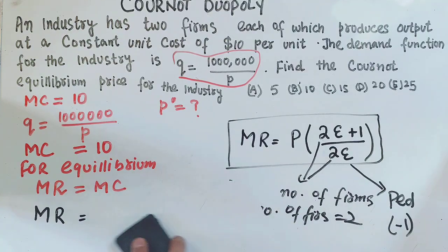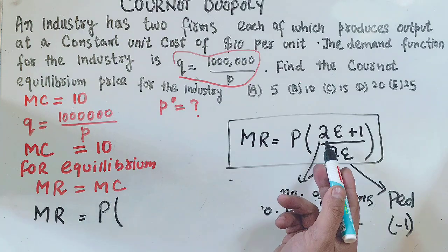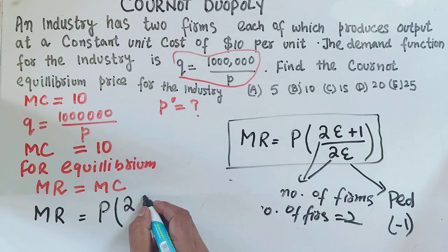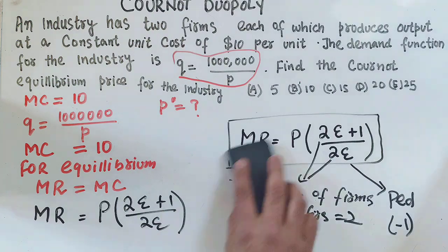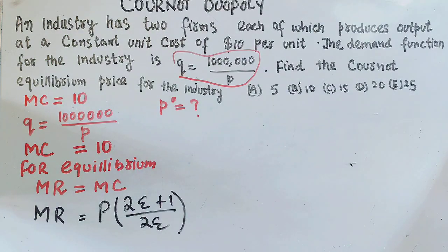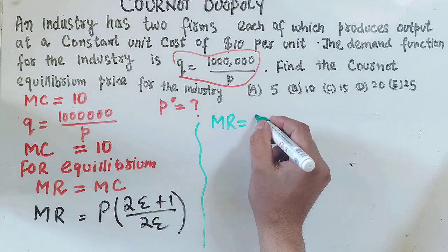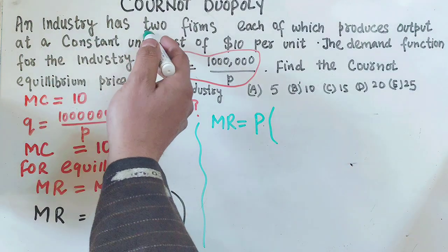Having said that, our marginal revenue in this case will be equal to price times 2, where 2 denotes the number of firms. Let us write the formula first, twice E. We are just calculating the marginal revenue first, and then we equate it with the marginal cost. So our marginal revenue will be equal to price times 2, since we have 2 firms here.